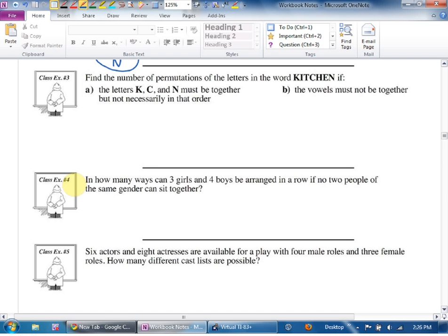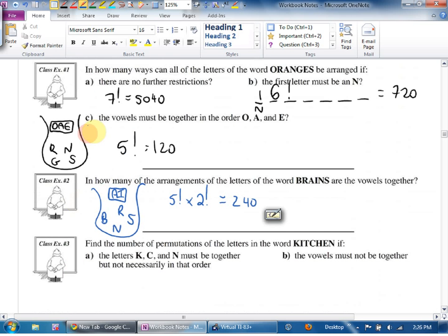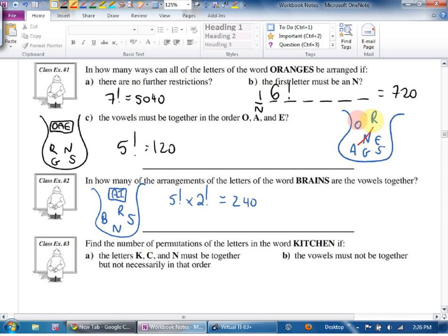I didn't. For C, I did 5 factorial. Yeah. Because here it didn't say that those letters had to be side by side. Here the Scrabble tile would look like this. A, O, R, A, N, G, E, S. We have to have an N at the front, so we got one way to pick that. How many letters are left? 6, then 5, then 4, then 3, then 2.